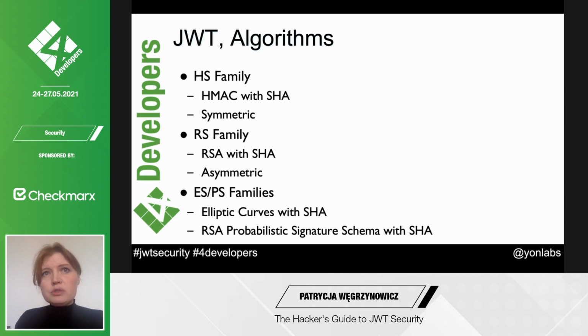It turns out it's pretty complicated to adjust our keys and algorithms properly, as there are many algorithms and different kinds of keys possible. There are 4 main algorithmic families available for JSON Web Tokens. The first 2 are the most popular: HMAC with SHA and RSA with SHA.